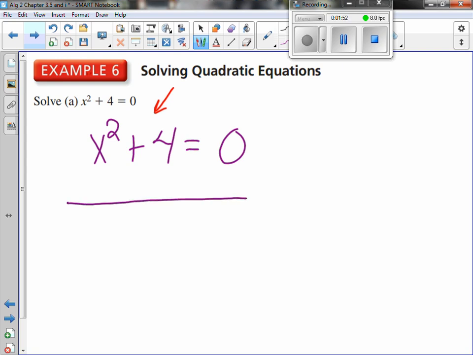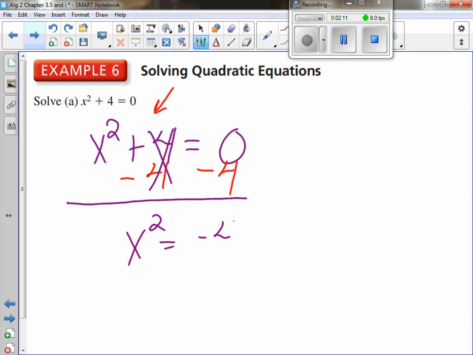So the first thing we would do here would be what? We would subtract 4 from both sides, because again, the square root method says I can get x squared, or the term that's squared, by itself. Then we can square root it, and we would get our answer. Well, here when I subtract 4 from both sides, these cancel, and I get that x squared is equal to -4, yes?